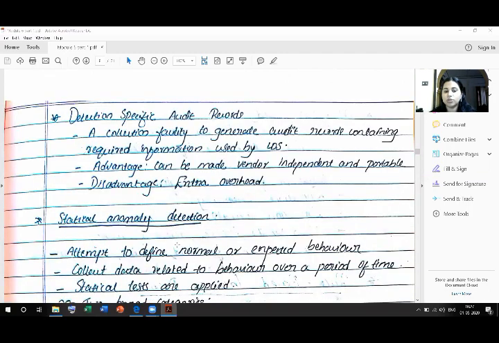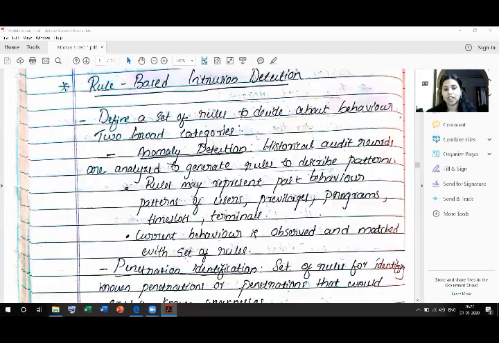So we move to rule-based intrusion detection. It defines a set of rules to decide about the behavior, in two broad categories: anomaly detection and penetration identification. In anomaly detection, historical audit records are analyzed to generate rules to describe patterns. Historical audit records means the past audit records have certain patterns, already recorded in our systems, and they analyze these patterns against the currently occurring patterns. If there is any variation, then the attack is detected. Otherwise, there is no attack.